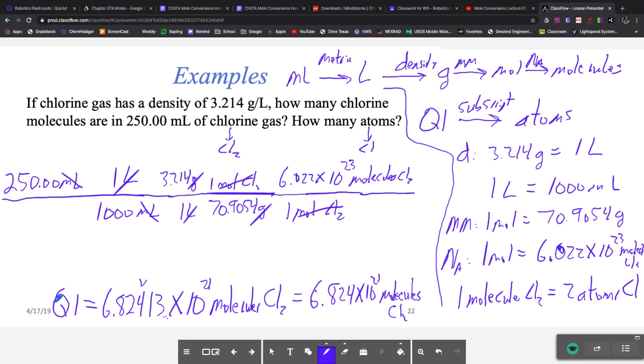Rounded to 4 significant figures because our density has 4 sig figs, our Avogadro's number has 4, the 250 has 5 sig figs, and then our molar mass has 6 significant figures. So we're rounding to 4. So rounded to 4 significant figures, we get 6.824 times 10 to the 21st power molecules of Cl2.